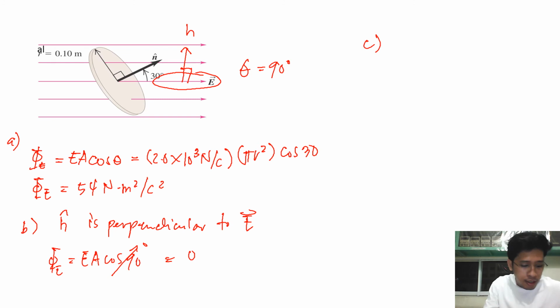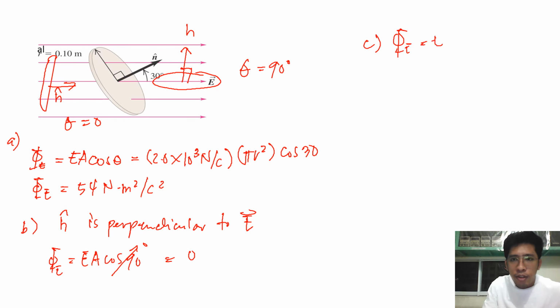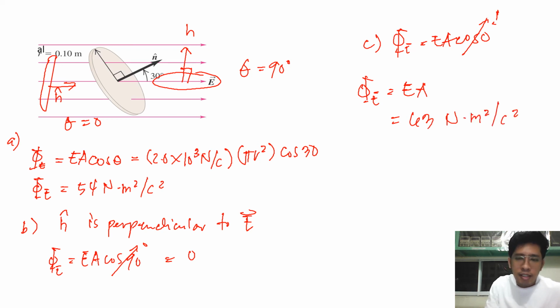And then lastly, if you rotate your disk such that your n hat is parallel to your E, that means your disk will move like this, and your n hat is now parallel to your E. So theta is equal to 0, and you have the maximum flux. Your flux is equal to EA cosine 0. Cosine 0 is 1, so your flux is just EA. You input the values and you get an answer of 63 newton meters squared per coulomb. And this is bigger than what we have in A, because this is the case when your flux is a maximum.